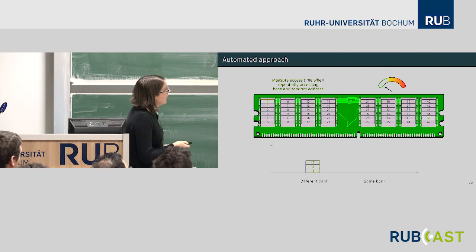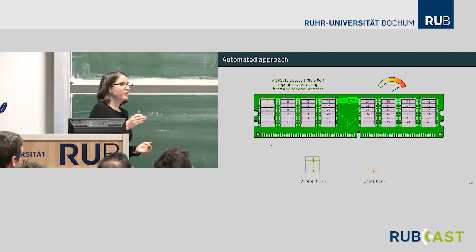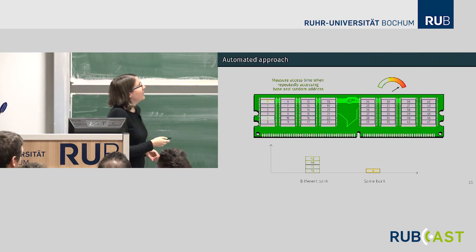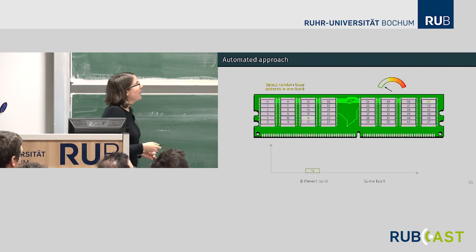Here we have, again, a different bank, and here we have the case where one address goes into the same bank as our base address. And this is going to be slow because then we have to copy the row to the row buffer each time. And this is way slower than when we had the addresses in two different banks. So again, same bank. Then we do that with other random base addresses. Goes to a different bank, same bank, etc.